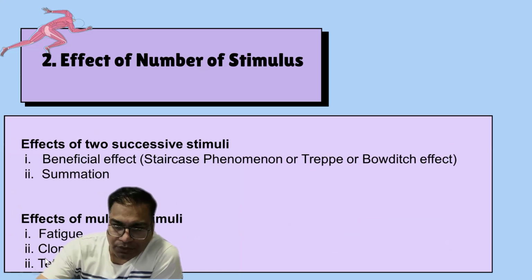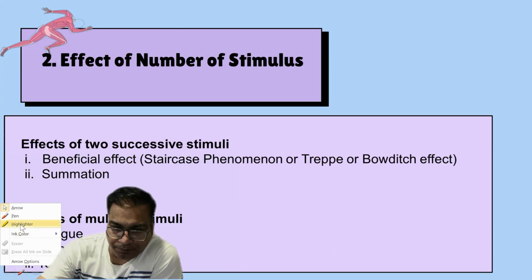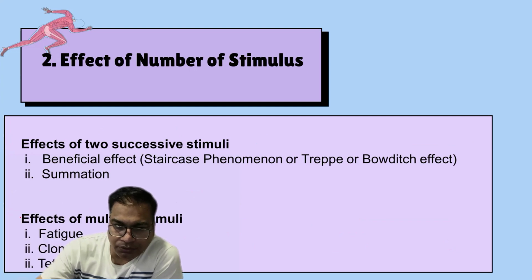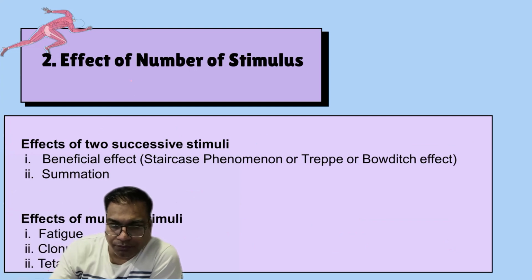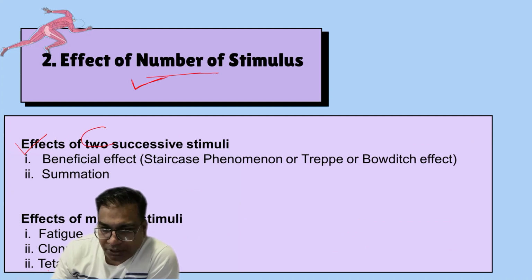Effect of number of stimuli. It is really important. How the number of stimuli affects the muscle. Basically, we divide it into two broad categories. The first is if we are applying two successive stimuli, and the second category is if we are applying multiple stimuli.